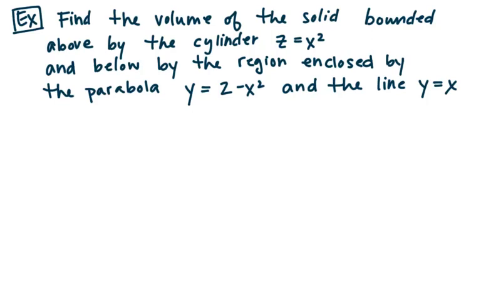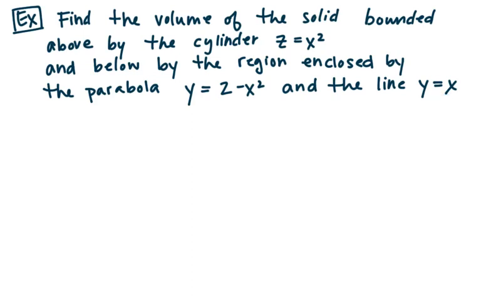For this example, we're going to find the volume of a solid, which is bounded above by a parabolic cylinder, z equals x squared, and the region below is enclosed by the parabola y equals 2 minus x squared, as well as the line y equals x.